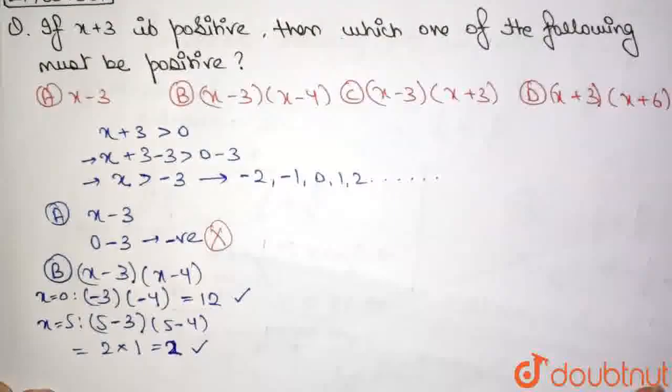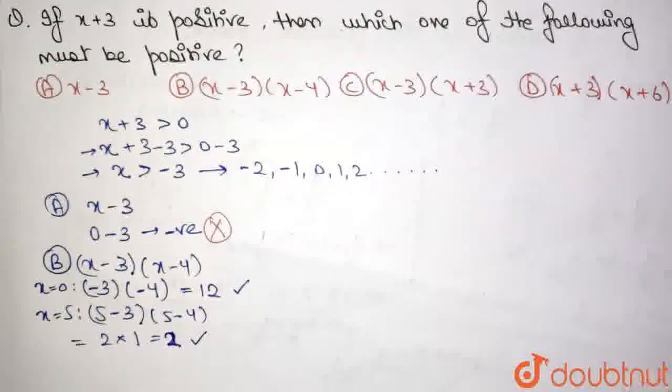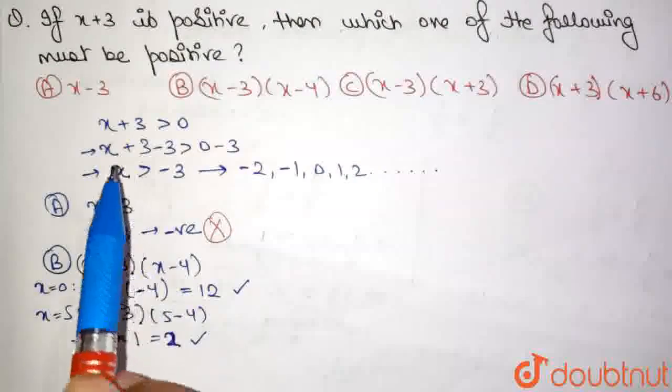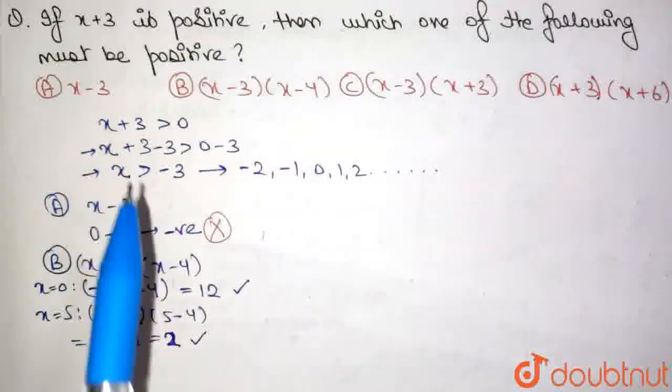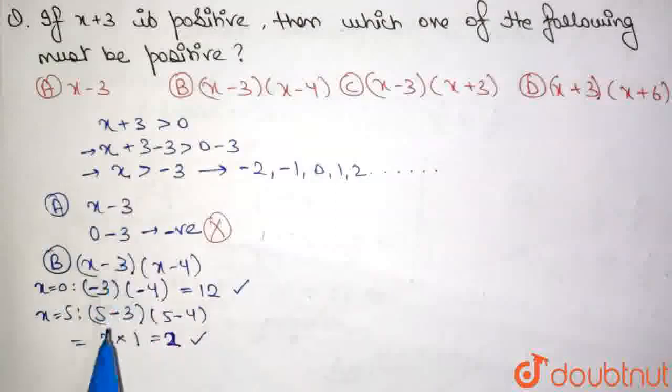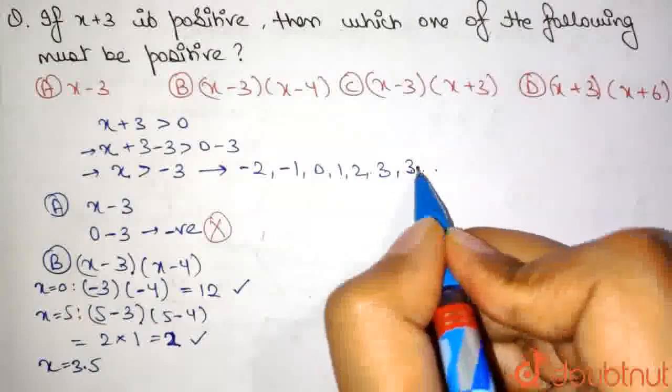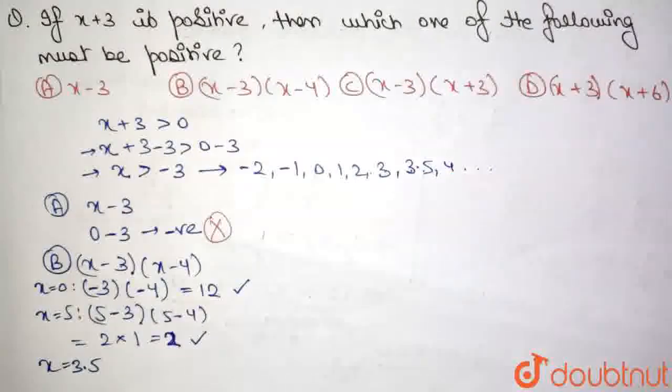But there is one case left, wherein we can take a value in between 3 and 4, because it has been nowhere mentioned that this x has to be integral. So if I take the value of x as 3.5, which is definitely possible because we have 0, 1, 2, then 3. Similarly, you can also have 3.5, 4 and so on.